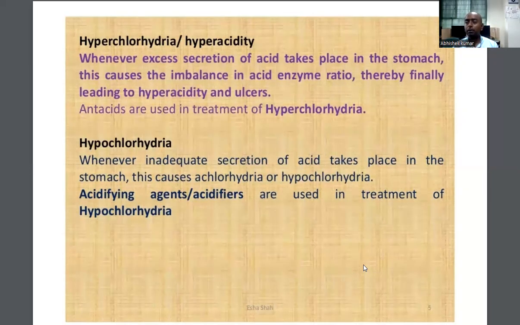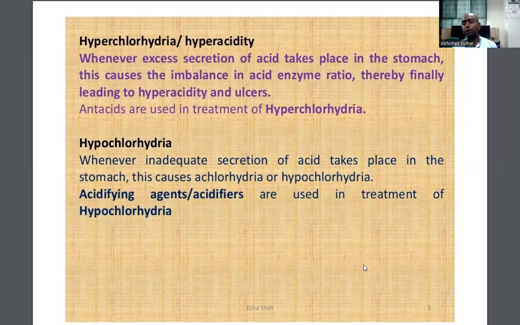Sometimes a chest burn is there, sometimes bloating, sometimes you feel heat inside the body, and your heart rate increases. A lot of symptoms are there for hyperacidity. When an excess secretion of acid takes place in the stomach, this causes an imbalance in the acid and enzyme ratio, and thereby the final result is hyperacidity and ulcer. Antacids are commonly used for treating hyperchlorhydria or hyperacidity.